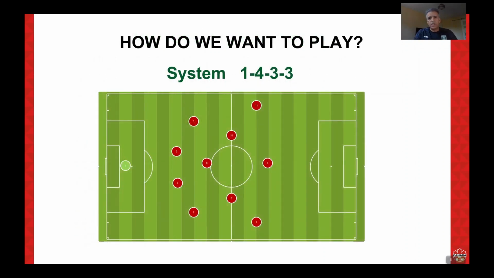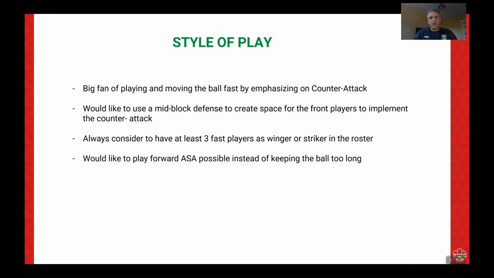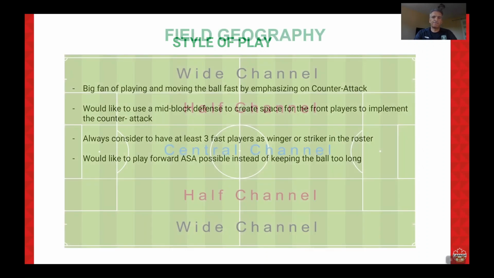How do you want to play? The basic system for my game model is 4-3-3, and depending on the situation, it can be played with two CDMs, or one CDM. Style of play: I'm a big fan of playing and moving the ball fast by focusing on counter-attack. I would like to use a mid-block defense to create space for the front players to implement the counter-attack. I always consider having at least 3 fast players as winger or striker in the roster, and would like to play forward as soon as possible instead of keeping the ball too long.